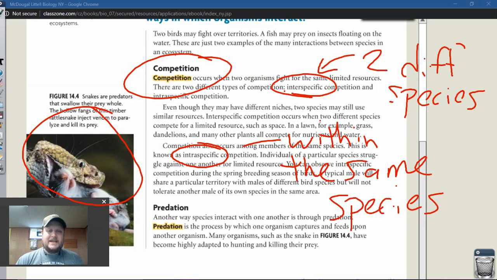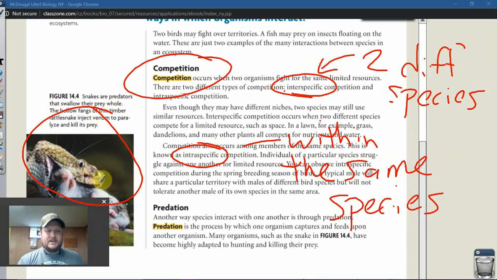When we're talking about intraspecific, that might be another snake, right? That might be another snake that's also trying to find food. So that snake is also going to be after mice, okay, just like this member of its same species is. So let's say these are both rattlesnakes. Okay, so oh, it says right here, timber rattlesnake.